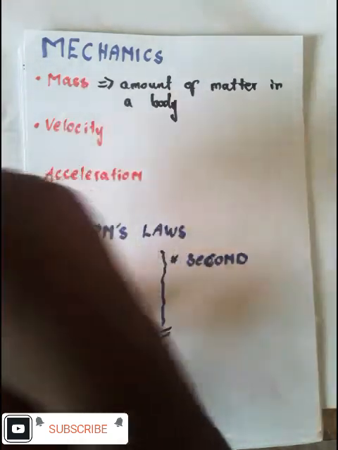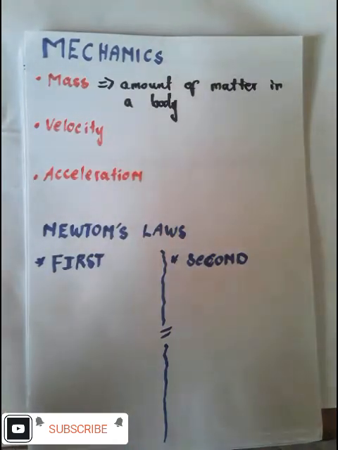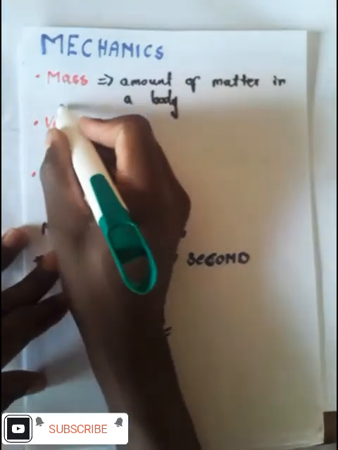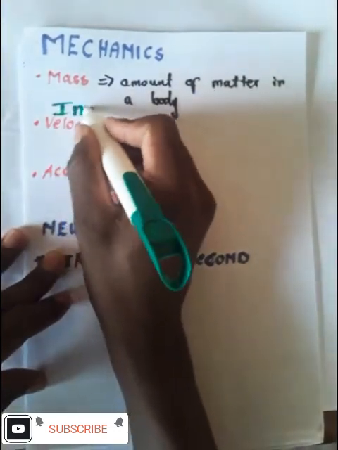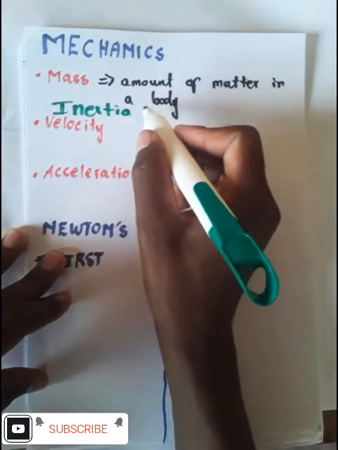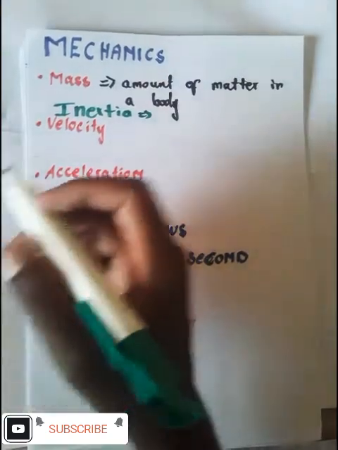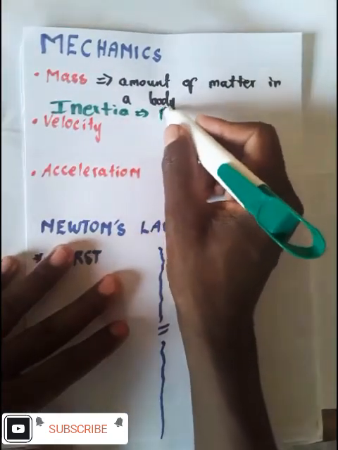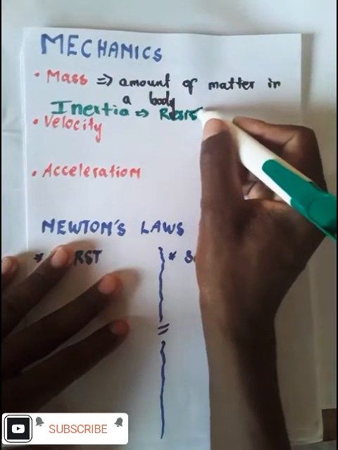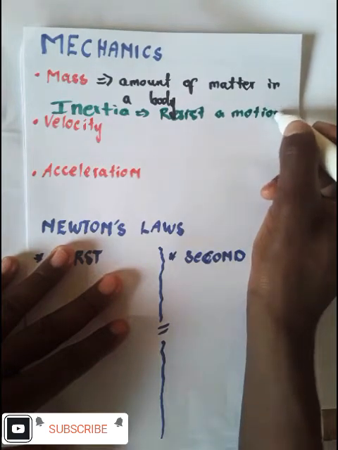Then you don't have to confuse mass with inertia, because they can ask you sometimes to define inertia. So don't ever confuse the mass with inertia. Inertia and mass have the same SI units, but they're not the same. Inertia is the tendency of an object to resist a motion. So the tendency of any object to resist any motion.